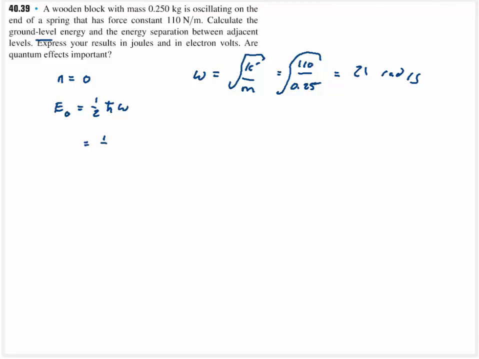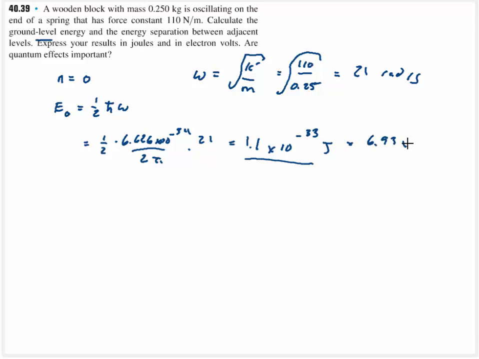And so the ground level energy is going to be equal to 1/2 multiplied by 6.626 times 10 to the minus 34th divided by 2 pi multiplied by 21. And we're going to get this being equal to 1.1 times 10 to the minus 33 joules, which is equal to 6.93 times 10 to the minus 15 electron volts, which is really, really small. So are quantum effects important for this harmonic oscillator? No, they are not important.